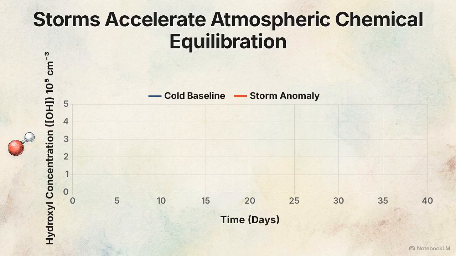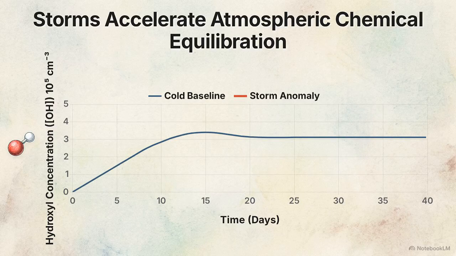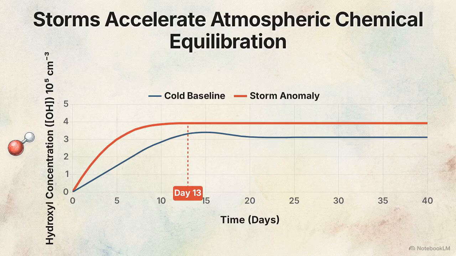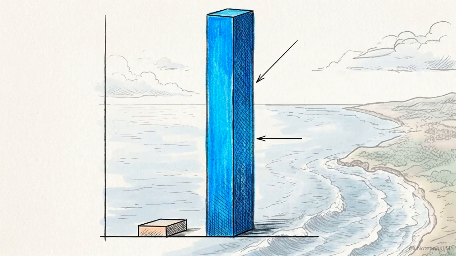This chart tracks system equilibration. The cold marine baseline takes nearly 35 days to reach steady state. The storm anomaly takes less than 13. The cold water retains high dissolved reservoir capacity, creating chemical inertia and a slow overshoot. The storm anomaly is entirely source-dominated, slamming the atmospheric radical pool into a rapid, elevated plateau. At that rapid equilibrium, the warm, wind-enhanced anomaly state increases the local steady-state OH concentration by 25.67%.